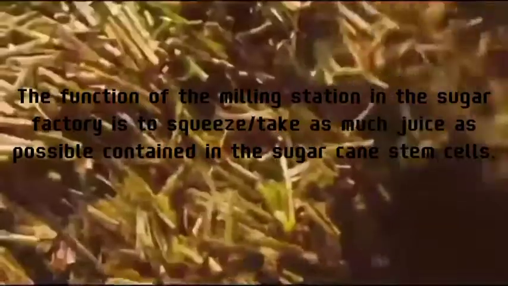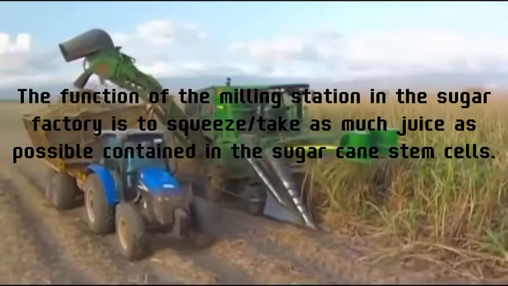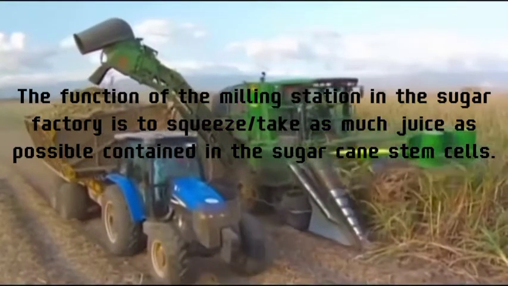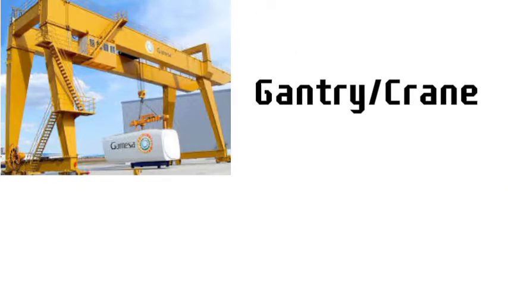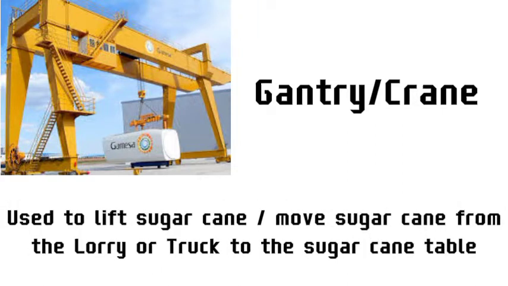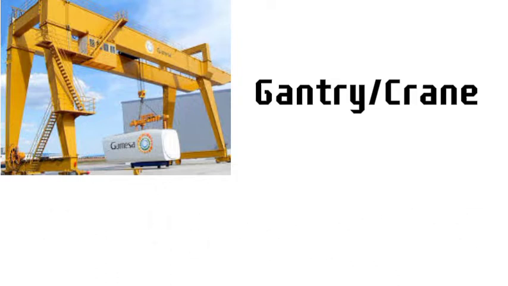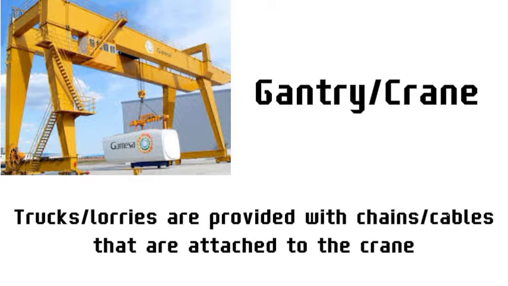The function of the milling station in the sugar factory is to squeeze or take as much juice as possible contained in the sugarcane stem cells. Tools or machines at the mill station. 1. Sugarcane gantry or cane unloading crane. A. Used to lift sugarcane or move sugarcane from the lorry or truck into the sugarcane table. B. Trucks or lorries are provided with chains or cables that are attached to the crane.